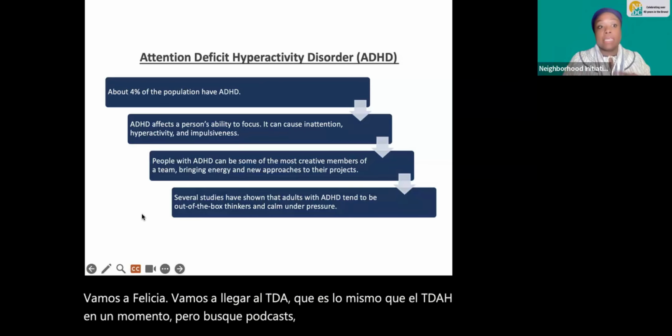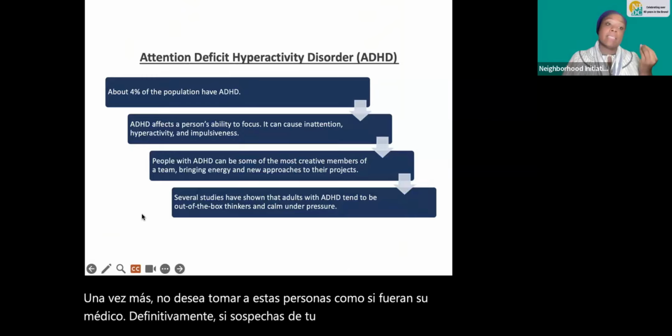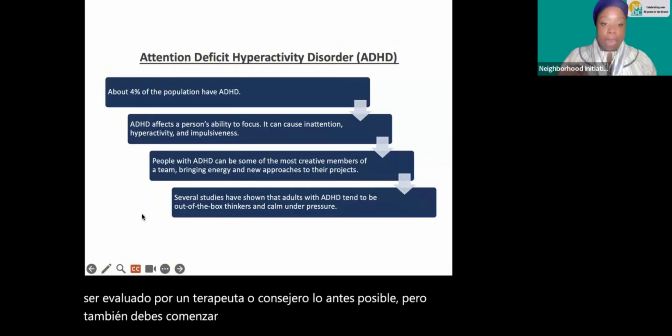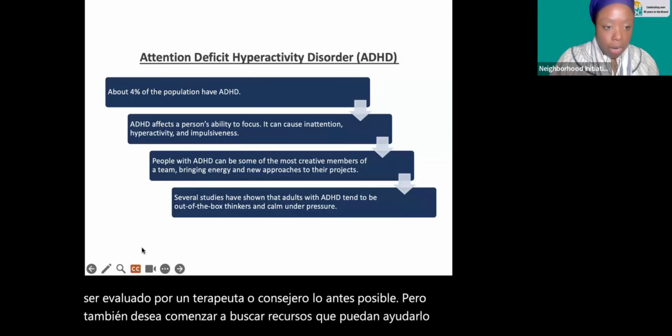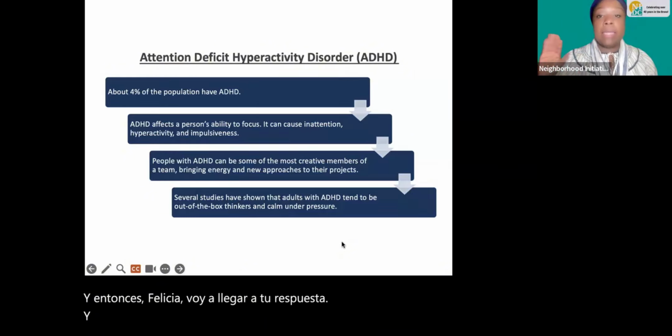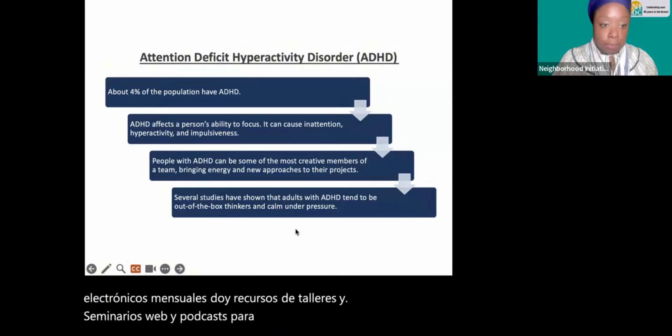Again, you don't want to take these people as if they're your doctor. If you suspect you're neurodiverse, you definitely need to get evaluated by a therapist or counselor as soon as possible. But you also want to begin to look at resources that can help you navigate life. And so, Felicia, I'm going to get to your answer. In the post-workshop email and in the monthly emails, I give resources of workshops, webinars, and podcasts that deal with the issue of being ADHD.